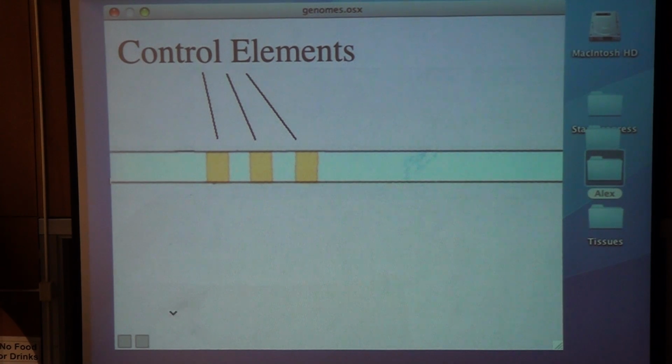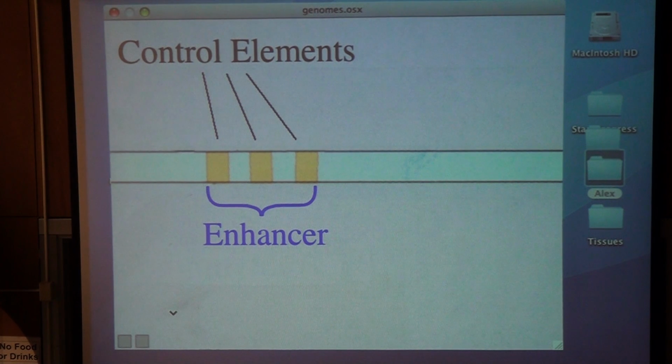And these control element sequences are often found clustered together into groups called enhancers. So several control elements together form one enhancer. And there are proteins that bind to these control elements, or the enhancer if you want to think of it that way, called activator proteins. And these activator proteins help attach the RNA polymerase II to the template strand.